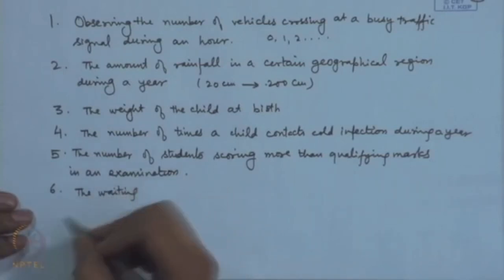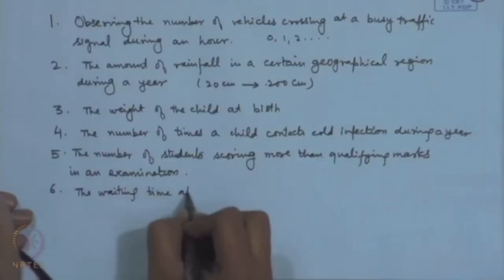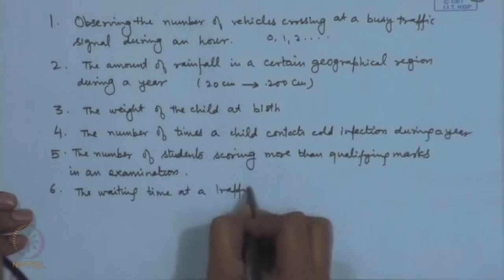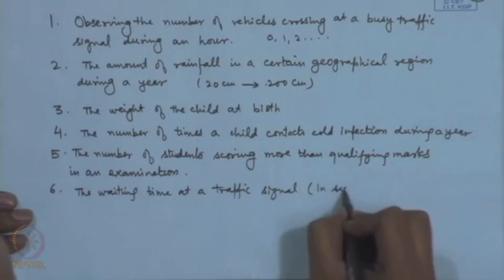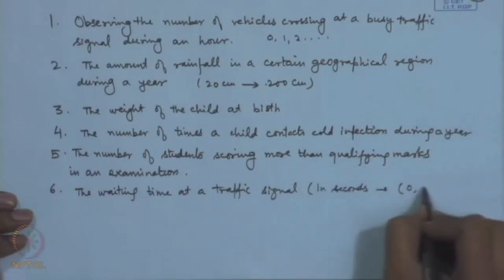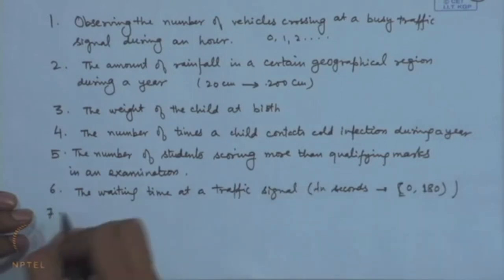You are going on a road and you arrive at a traffic signal. The traffic signal may be green, so you may just cross, or it may be red, and in that case you may have to wait depending upon the total duration of the signal. For example, it may vary from 0 to 3 minutes. So, the waiting time at a traffic signal, suppose we are recording in seconds, could be from 0 to 180 seconds, the maximum limit till which the signal may be having a particular sign.